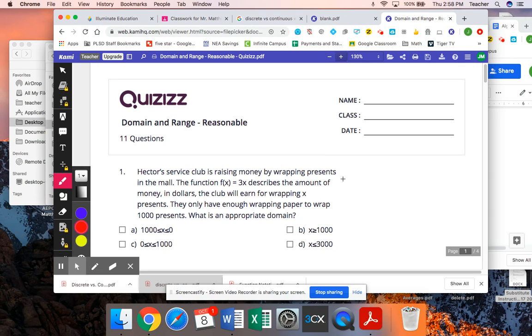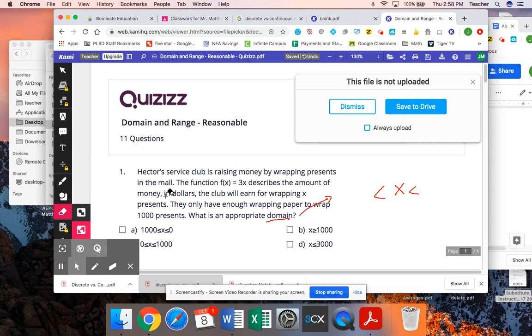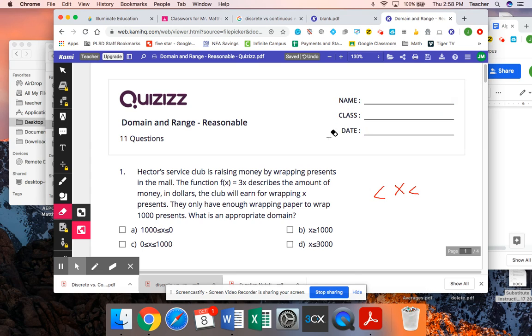That means I'm looking for all of the x values. Well, right away, I'm talking about x's. The moment I see the word domain, I'm talking about x's. All right. So I'm looking for a reasonable and appropriate domain. Okay. So I'm looking for a low end and a high end. All right. Let's see here.